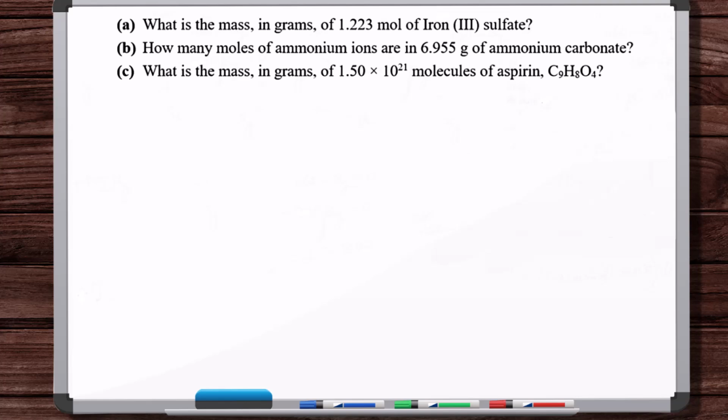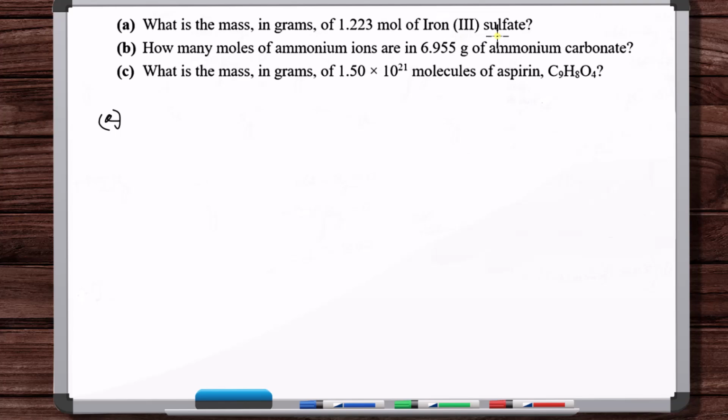In this video, we're going to work example problems involving molar mass and percent composition by mass of certain elements in compounds. Okay, so for the first problem, part A says, what is the mass in grams of 1.223 moles of iron 3 sulfate?